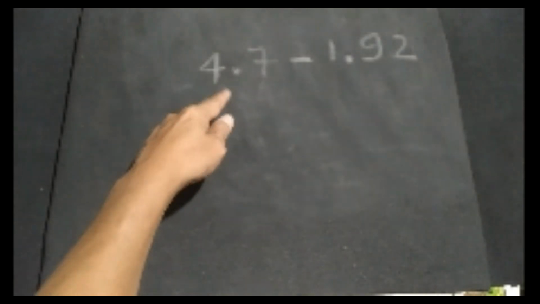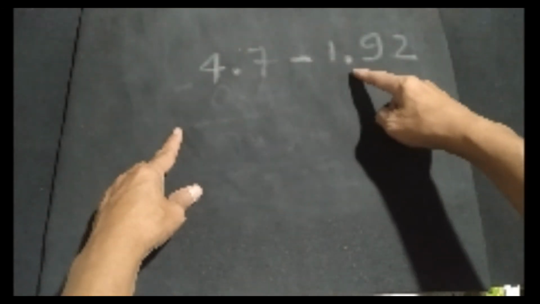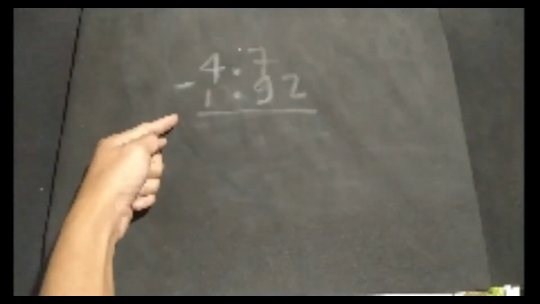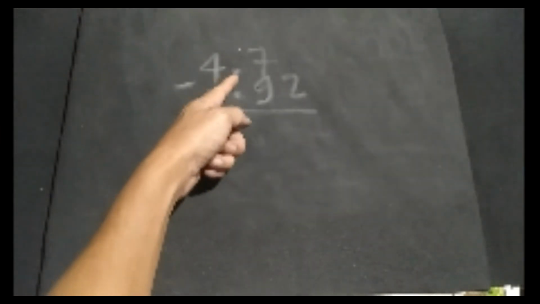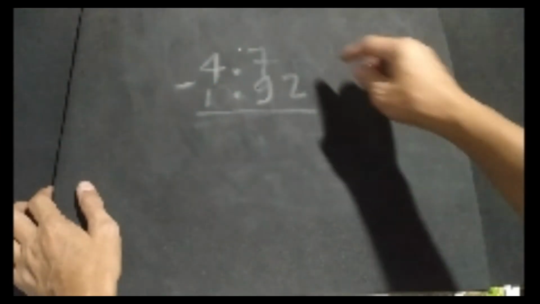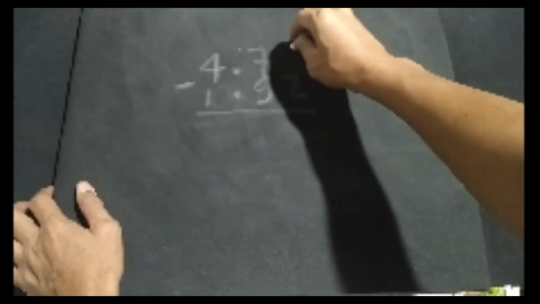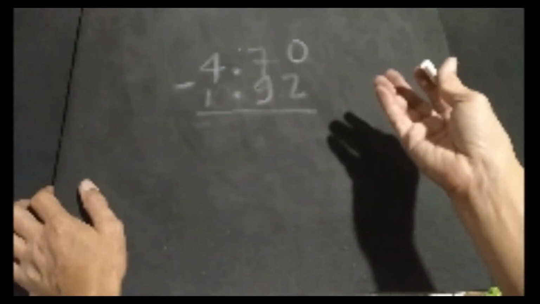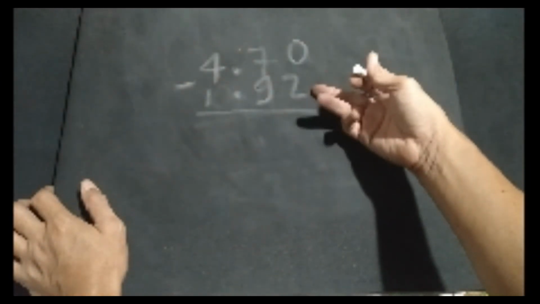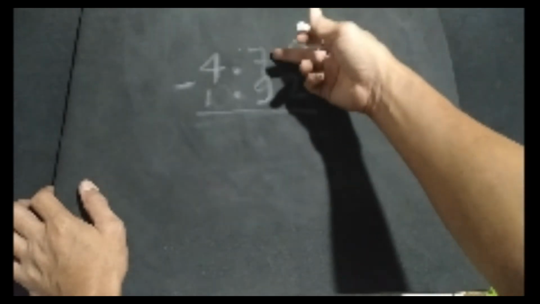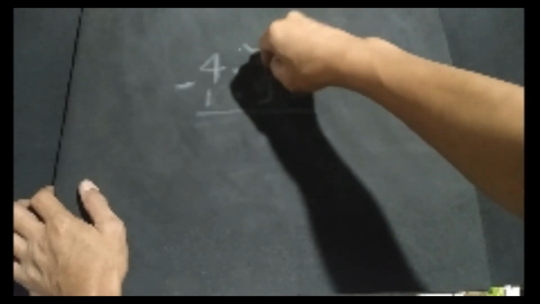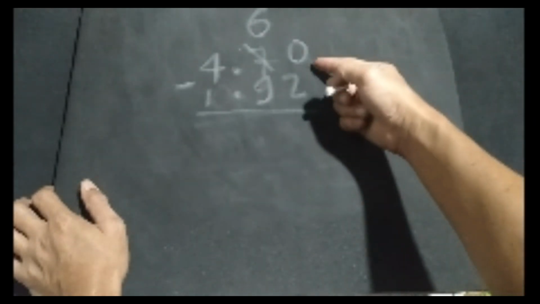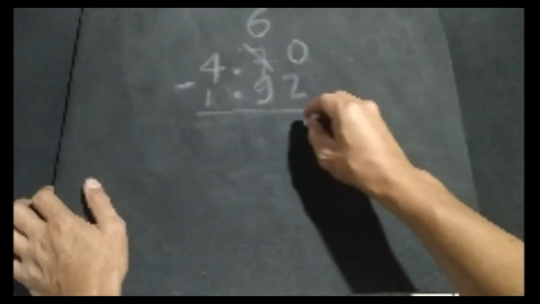We have 4.7 minus 1.92. First, we need to rearrange. Here we have to line up the point and one missing number here. So we have to create number 0 for that. And we start subtracting. 0 is too small for number 2. So we borrow 1 from number 7. Cross out number 7 to become 6 now. 10 minus 2 equals 8.